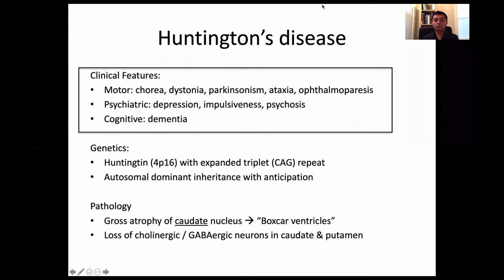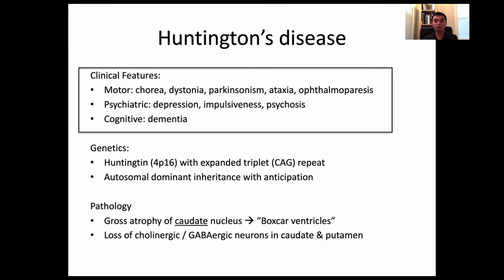Genetically, you'll have to remember Huntington as the gene, which is easy to remember, but this is associated with an expanded triplet repeat, which can get bigger and bigger with each generation that inherits this gene. So it's an autosomal dominant inheritance, and that finding is called anticipation. If someone has 40 of these repeats, their children will then have maybe 50 or so. And the more and more repeats they have, the more severe or the more likely that person is going to have the diagnosis.